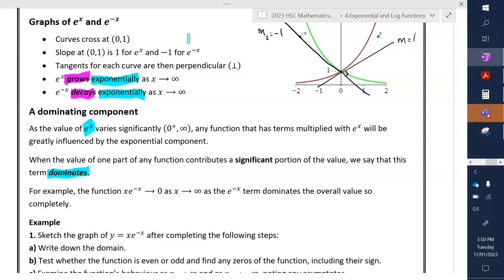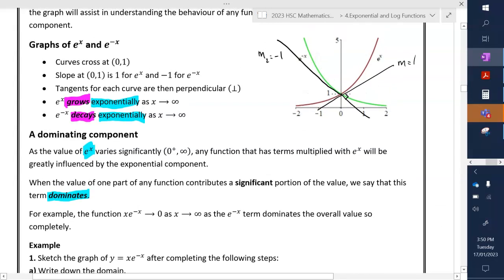It says when the value of one part of any function contributes a significant portion of the value, we say that it dominates. So for example, the function x times e to the minus x is going to go to 0 as x goes to infinity. The reason that's going to happen is because e to the minus x is our dominating term, and the actual curve e to the minus x is going to 0 as x goes to infinity.